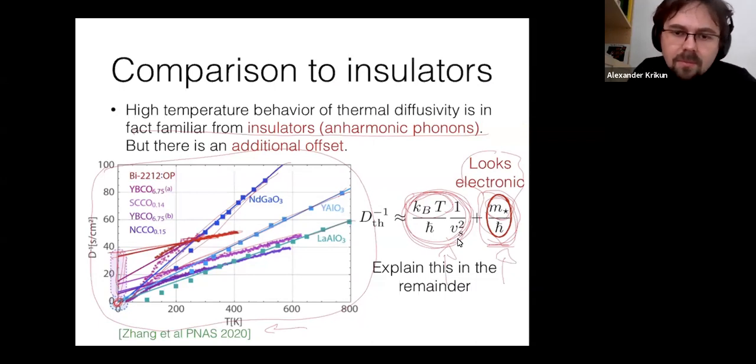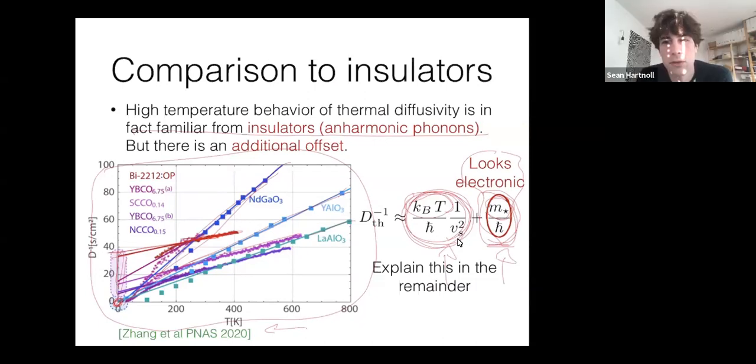Quickly, what exactly do we call m star here? This is the renormalized mass of the electrons. So you could measure it. Well, there are lots of ways. The specific heat, for example. The specific heat over temperature goes like, I think, kF squared m star at low T. Or you could measure it from quantum oscillations, or you could measure it.